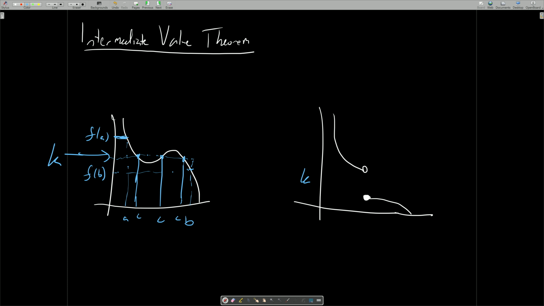If it's not continuous, let's say we want k to be here, between f of a and f of b, then the intermediate value theorem doesn't work. So basically, if it's continuous, that means there's an x value for the y value.